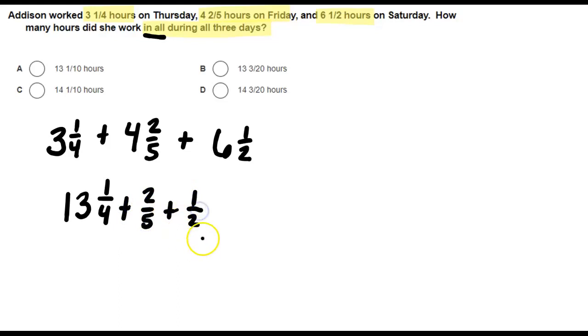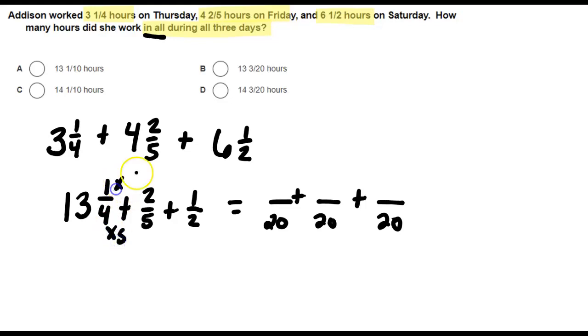Now a common denominator that all three of these will go into would be 20. 4 times 5 is 20, and I know 2 goes into 20. So I'm going to just look at my fractions for a minute. I'm going to put them all over 20. To find my numerator, I've got to multiply. So 4 times 5 is 20. 1 times 5 is 5. 5 times 4 is 20. 2 times 4 is 8. 2 times 10 is 20. 1 times 10 is 10.